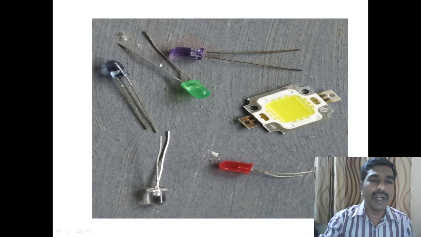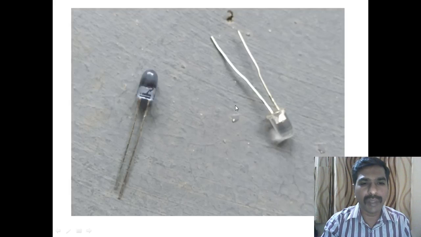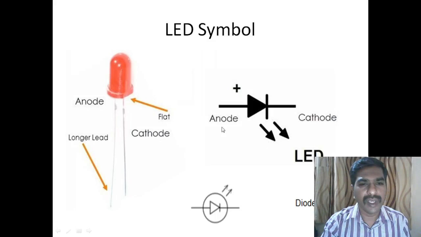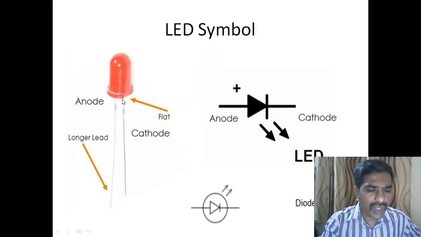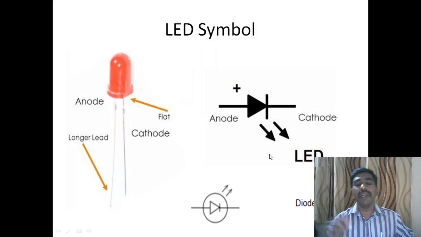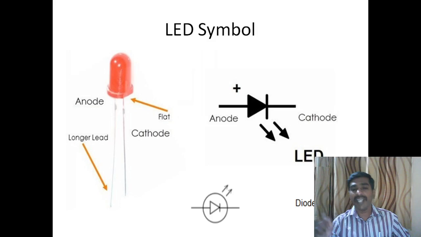Like what I discussed in the electrolytic capacitor, there are different kinds of LED. And see here, the shorter the length, it's negative, that is the cathode. The longer the length, it's the anode. The symbol is the same as a diode, but with two arrow marks written. The two arrow marks indicate the emitting of light. That is a light emitting diode.